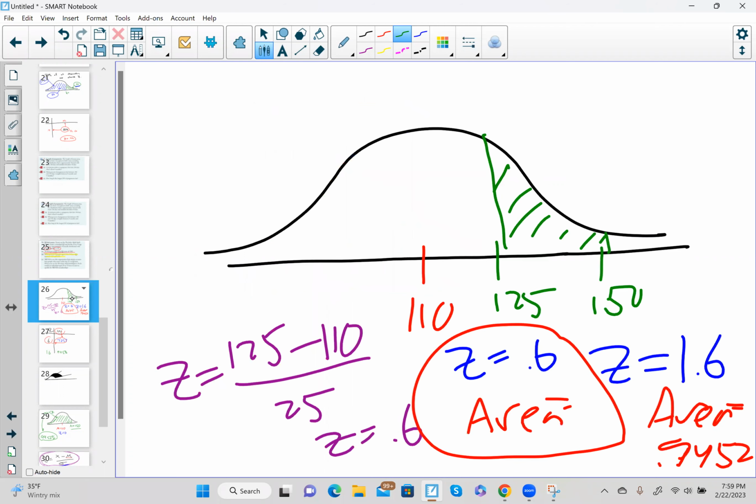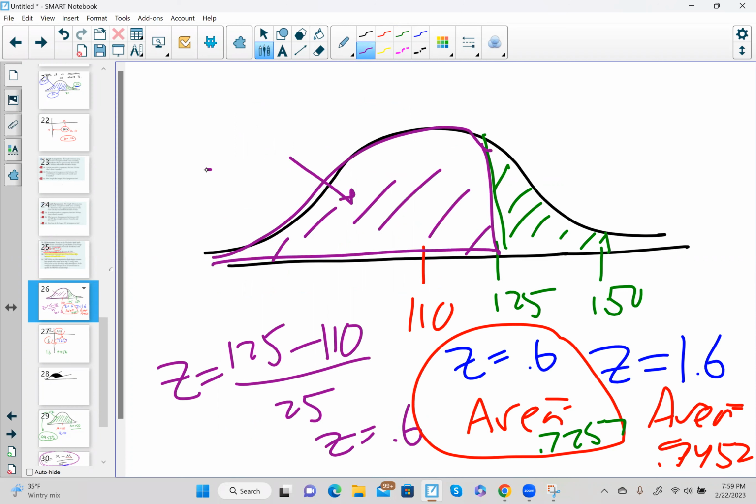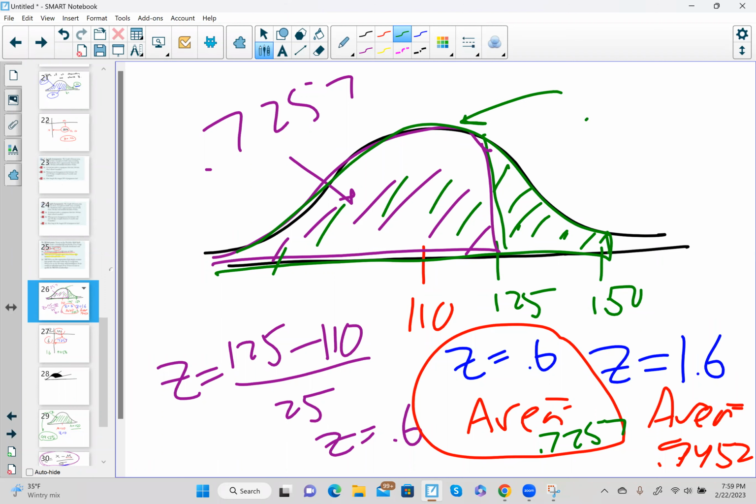0.7257. So this area here is 0.7257. Okay, so here's what we know. The area below 125, all of that purple area, is 0.7257. The area below the 150, which is all of this green area, we figured that out already. That was 0.9452. We want this red area here.